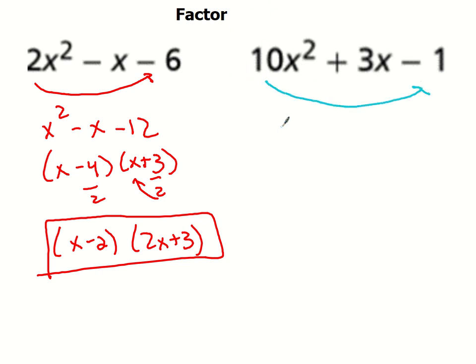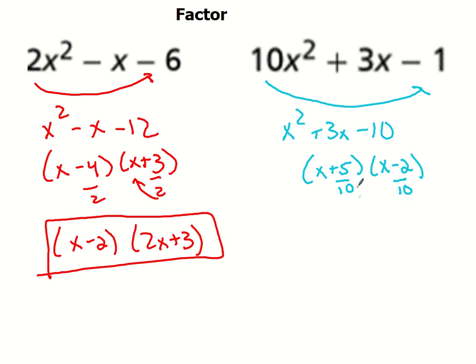So I'm going to slide this over, so that's going to give me x squared plus 3x minus 10. Now that I'm at minus 10, I'm looking for factors of minus 10 that give me the 3. It's going to give me x plus 5, x minus 2. Now I have to divide everything by 10. This is a good example to show you what to do.